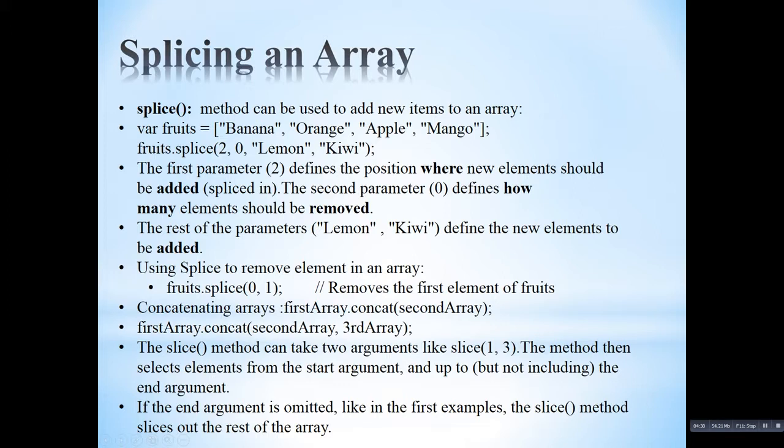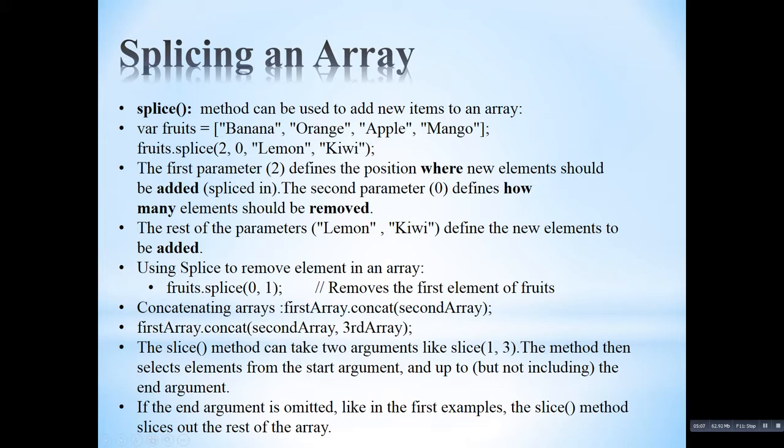Using splice to remove an element in an array. Fruits.splice(0, 1) means at the 0th index, the first element will be removed. Concatenating arrays: first array dot concat second array. First array dot concat second array and third array. You can concat different arrays like this.